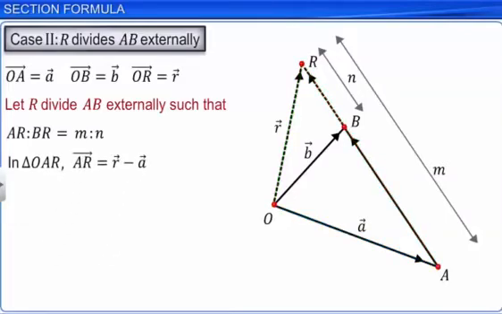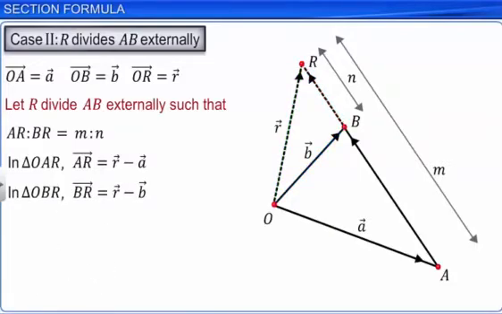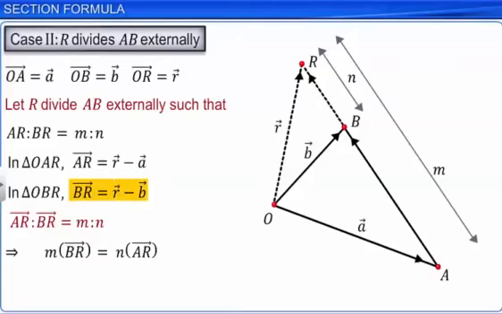Similarly, from triangle OBR, we get vector BR is equal to vector OR minus vector OB, which is equal to vector R minus vector B. Since the ratio AR is to BR is equal to m:n, we can say that m into vector BR is equal to n into vector AR. Let us substitute the values of vectors BR and AR in the equation.